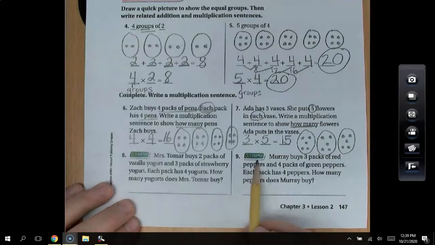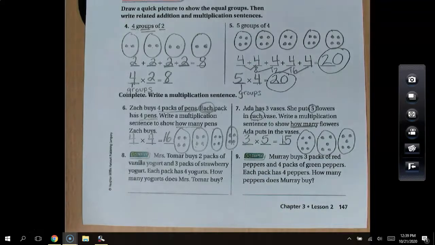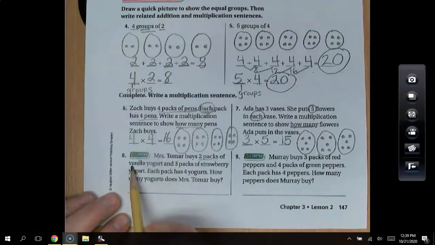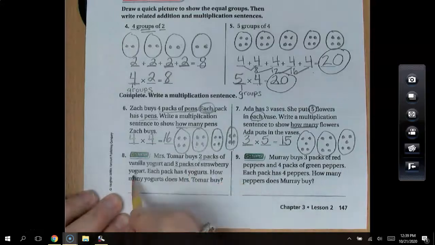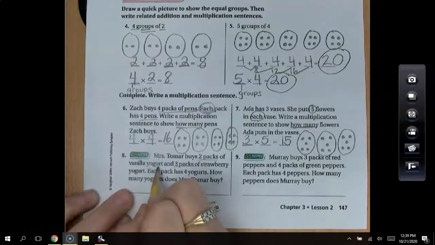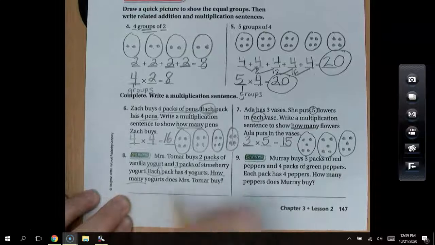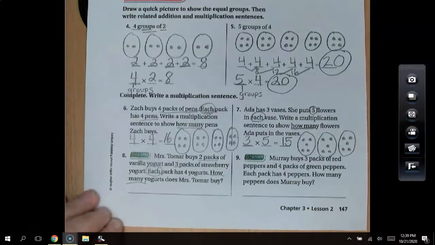All right, now let's look at number 8 and number 9. It says go deeper. These are a lot harder story problems. They want to try to see if they can trick you to see if you know how to solve this problem. But I know that you guys can solve this problem. It says Mrs. Tomar buys 2 packs of vanilla yogurt and 3 packs of strawberry yogurt. Each pack has 4 yogurts. How many yogurts did Mrs. Tomar buy?